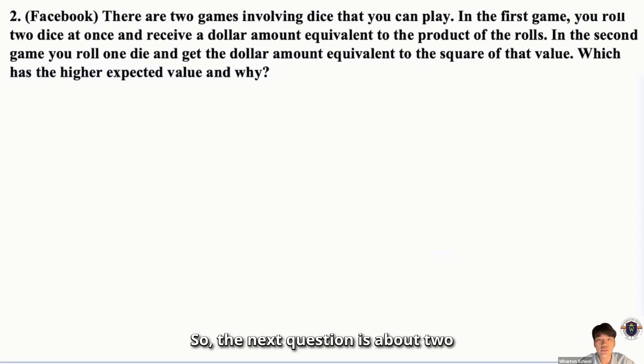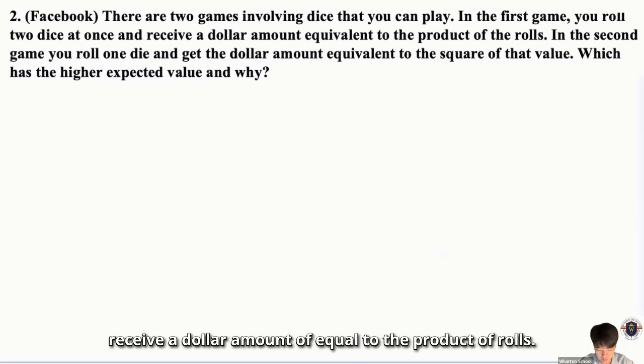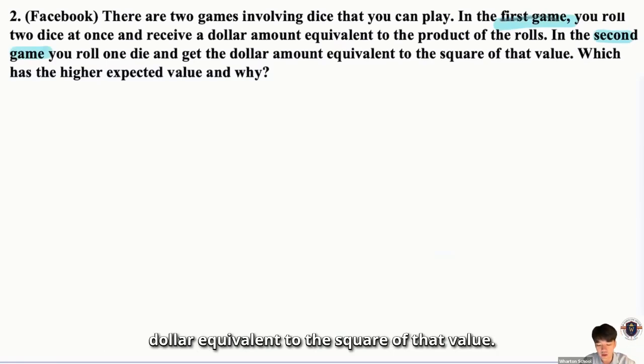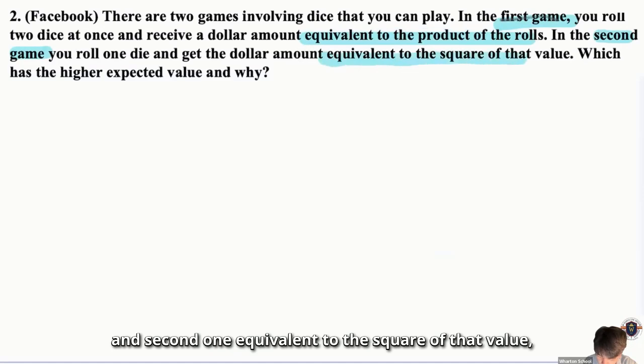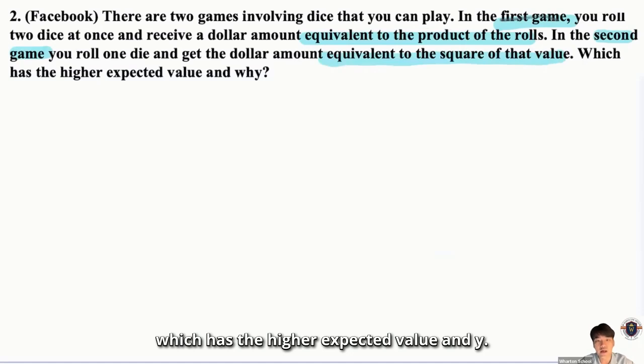So the next question is about two games involving dice that you can play. In the first game, you roll two dice at once and receive a dollar amount equal to the product of the rolls. And in the second game, you roll one die and get the dollar equivalent to the square of that value. Which has the higher expected value and why?